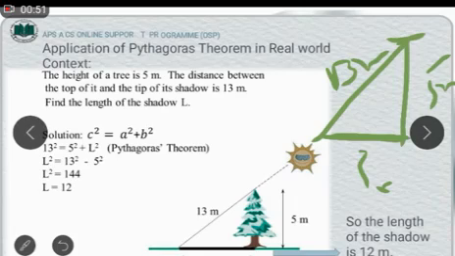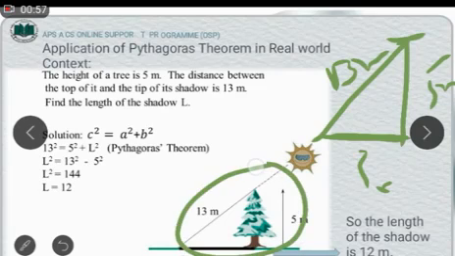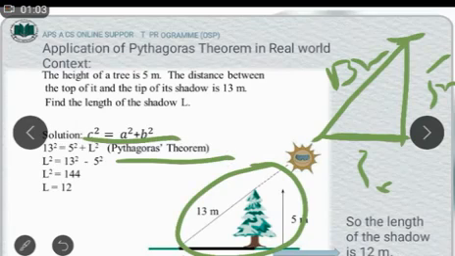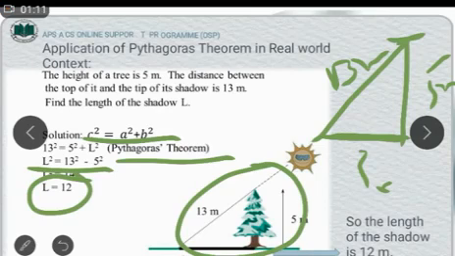So you can see that we have a right angle triangle here like this. Now use Pythagoras theorem. What is Pythagoras theorem? c square is equal to a square plus b square. Put the values and find the value of the unknown, that is 12. So the length of the shadow is 12 meters.